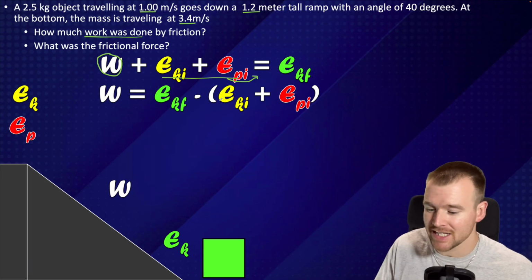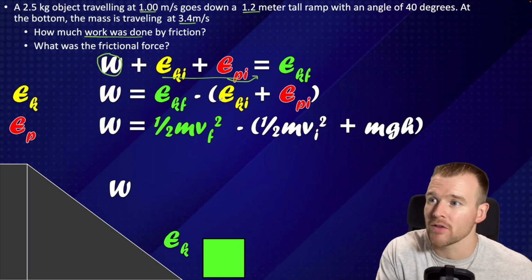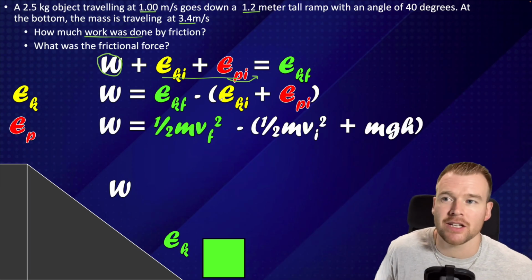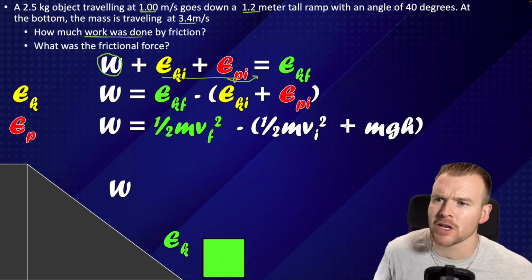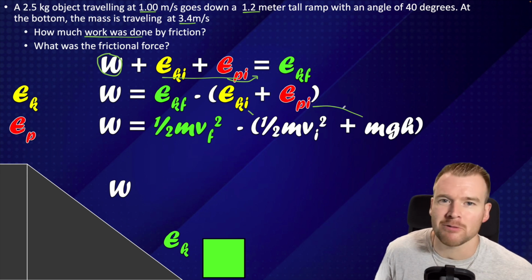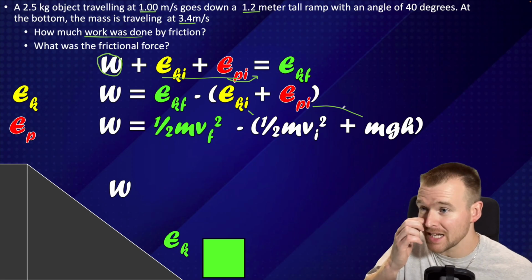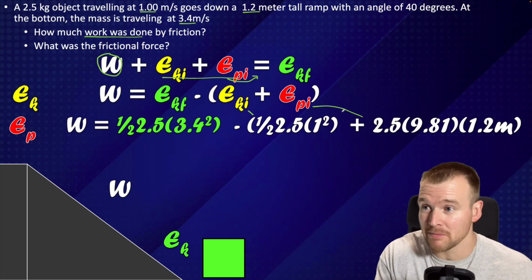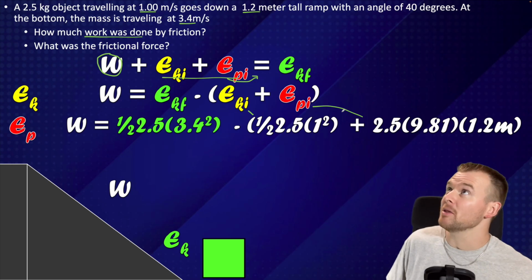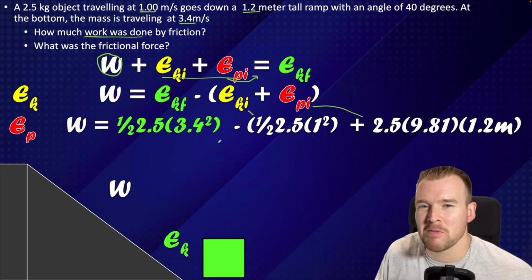Now that's a lot of EKs and EPs. Let's plug in our half mv squared for the EK and mgh for the potential energy. I should have colored these ones to make them line up, but hopefully you can see those line up with those. Okay, I'm going to throw all the numbers in. It's going to look a little bit big, but here's all the numbers. I might be in the way of it a little bit. But plug all those numbers in.